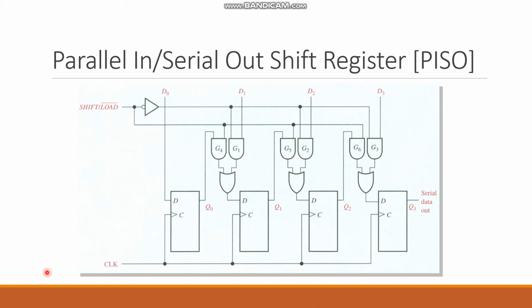But we need to remember that the clock pulse must be applied, then the data is going to be stored. However, when this pin is 1, that means this line is deactivated and this line is activated. Okay, this G4, G5 and G6. So what happens? This Q0 comes here and the output is going to be Q0. Look, the Q0 is going to be the input of this flip-flop, and Q1 is coming here and it's going to be the output of the AND gate, and then it goes to the next flip-flop.